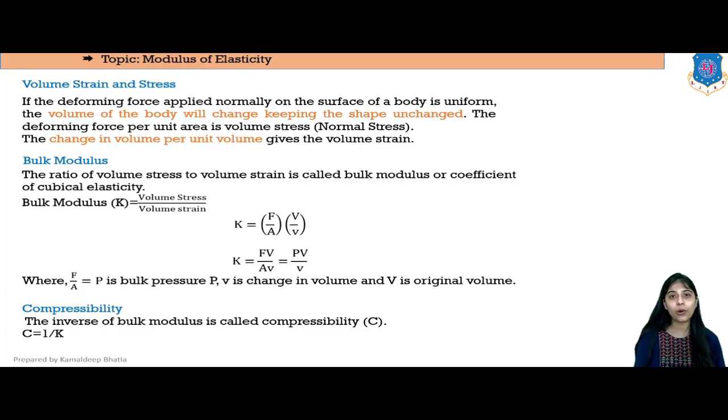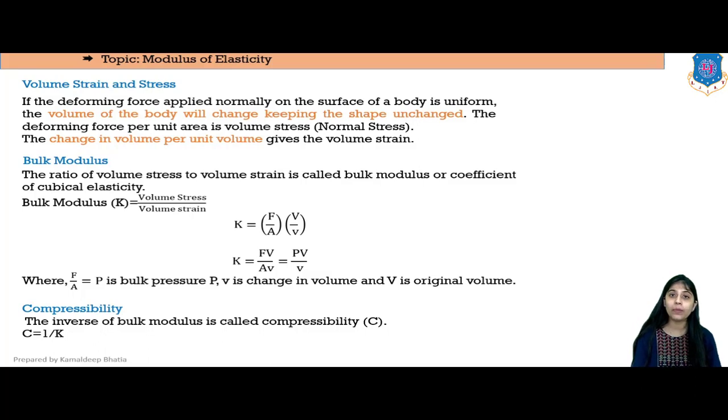So the bulk modulus is defined as normal stress or volume stress upon volumetric strain. Mathematically, it can be expressed as F upon A whole divided by small v upon capital V. Remember that small v represents the change in volume while capital V represents the original volume. So the mathematical expression of bulk modulus will be F B upon A into small v. Also, F upon A is known as bulk pressure.